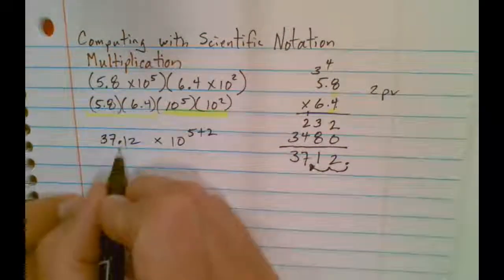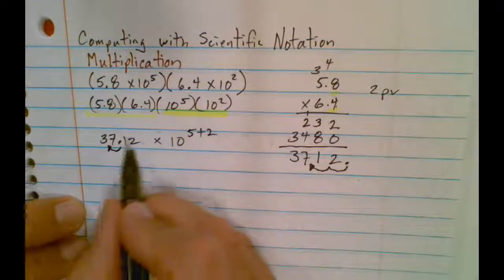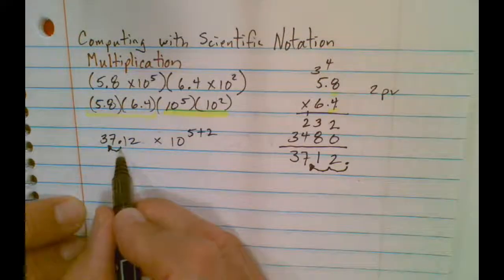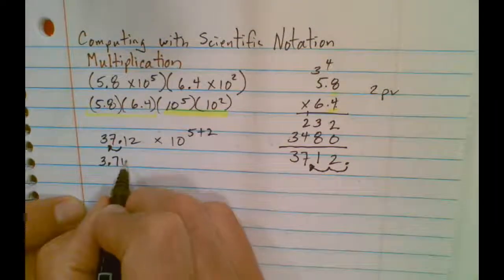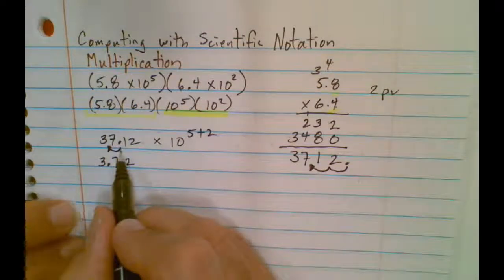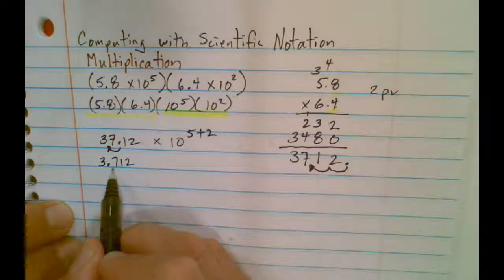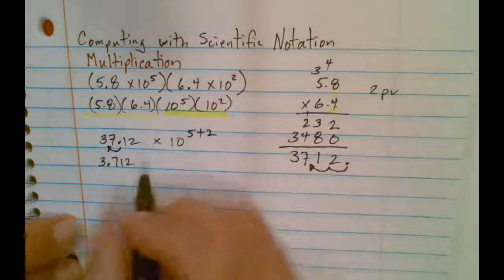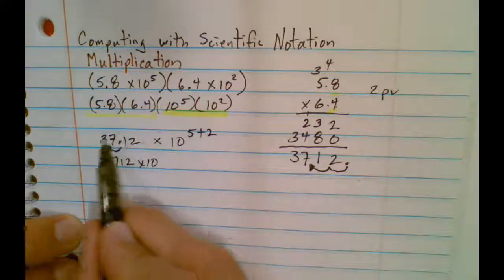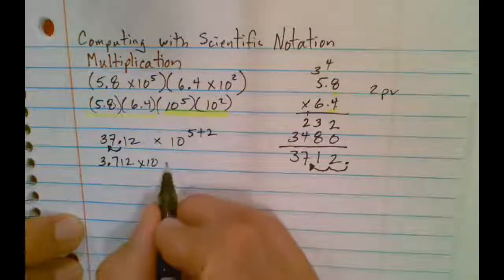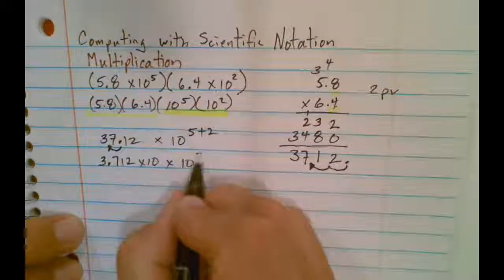So if I shift the decimal point this way, I'm literally dividing this by 10. So I'll write the decimal down. And because the number is 37.12, not 3.712, I have to multiply this by 10 in order to make sure it still stays the same value as this. Times, and look at this. I'm going to add these together and I have 10 to the 7th.